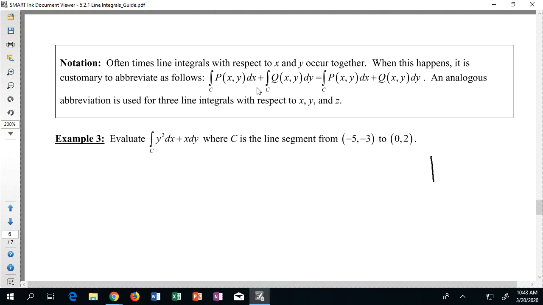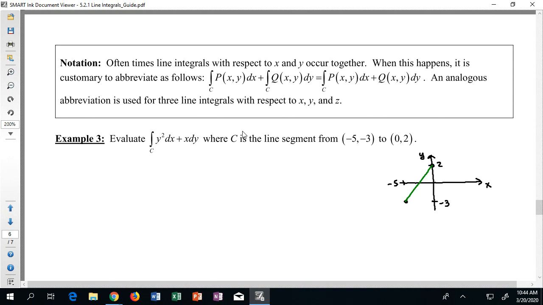So the next thing that I'll do is I just like to have a little visual sometimes of what exactly I'm working with. I'm integrating as I move across this little line segment. So I'm going to go from (-5, -3) all the way up to (0, 2). So this is the line segment that I'm moving on, okay? And I want to think carefully about how in the world I can start to make this calculation.